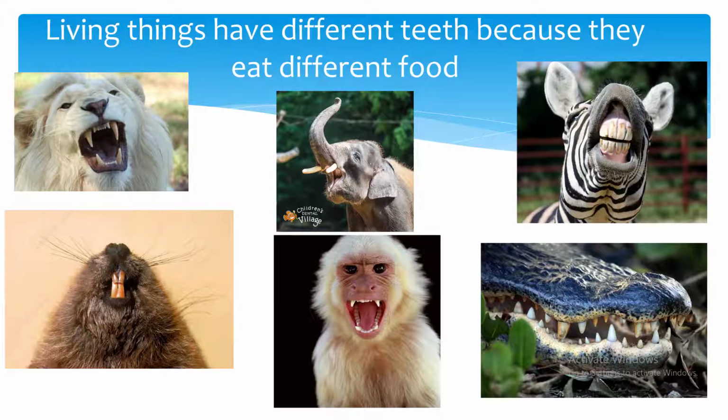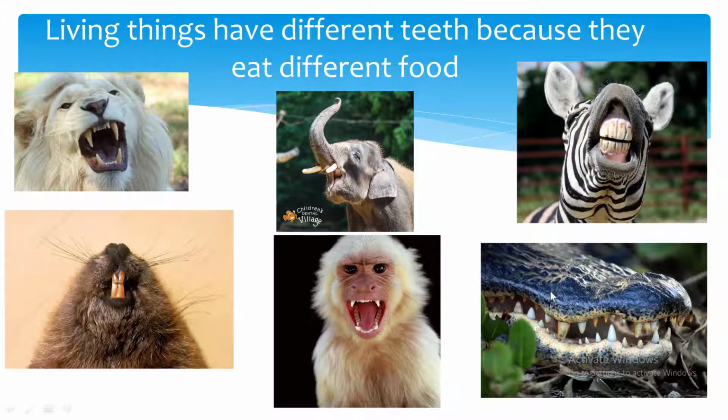We have millions of animals, and those animals have different teeth because they eat different food. For example, the lion. Look at the lion's teeth. Their teeth are so strong for eating other animals. And how about the elephant? Their teeth help them eat plants. And the zebra also has very flat and wide teeth to help them eat plants.